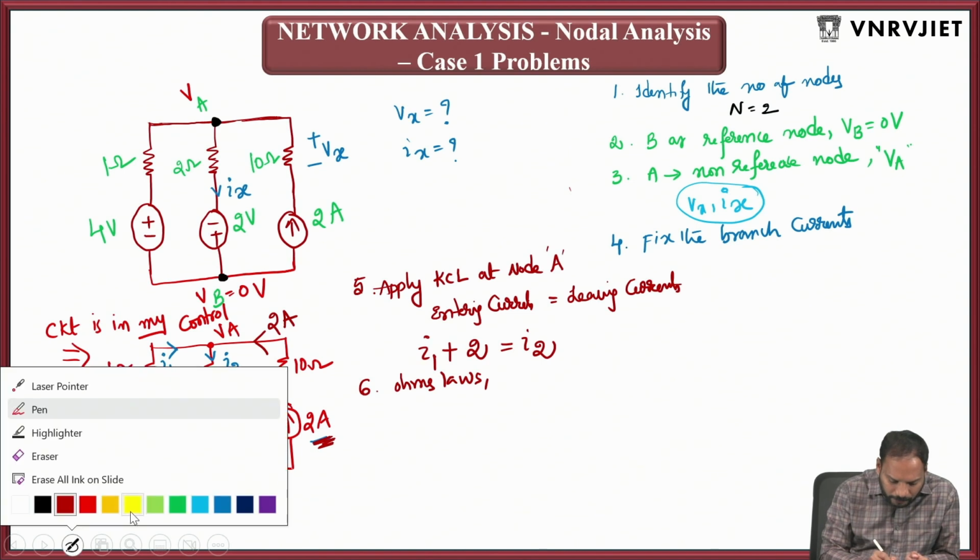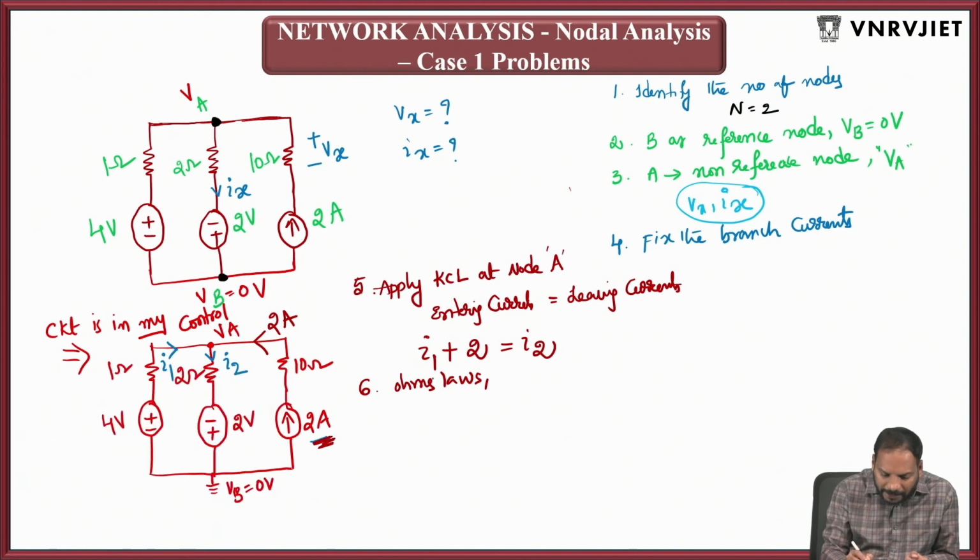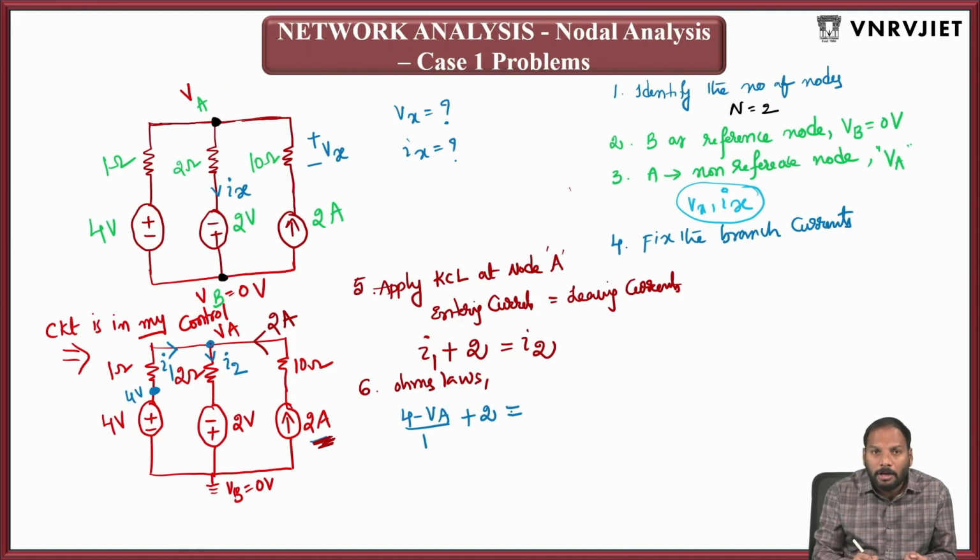So the value of I1 you can simply write as this end voltage. This end voltage with respect to ground, or potential, is how much? 4 volts. Okay, this end potential is how much? VA. So I1 value is (4 minus VA) divided by resistor 1 ohm, plus 2, is equal to the value of I2.